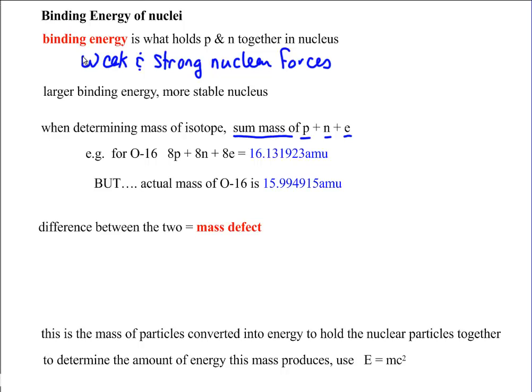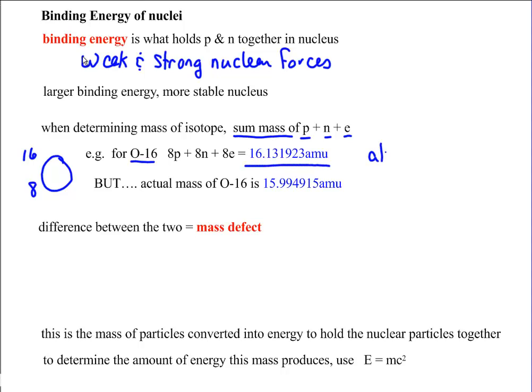If I'm working with oxygen 16, which is another way to write this isotope with mass 16 and charge 8. Oxygen 16 isotope is made up of 8 protons plus 8 neutrons in the nucleus and 8 electrons orbiting the nucleus. If I sum all those masses, what I get is a theoretical mass of 16 point all those numbers.